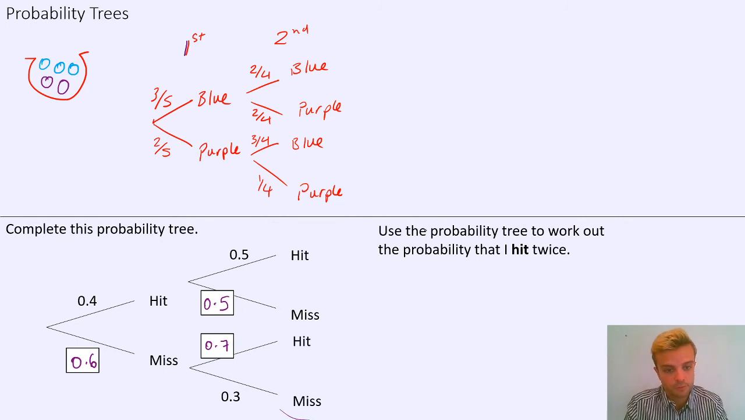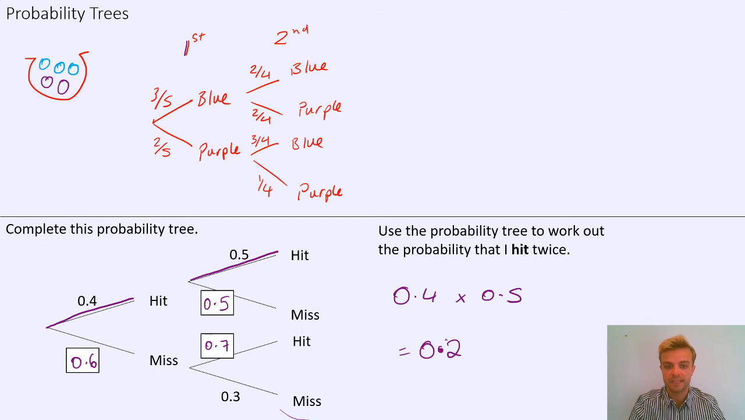We then have to use the probability tree to work out the probability that I hit twice. And hitting twice means we're following this branch here. And like we discussed earlier, we multiply those two probabilities together to get the probability that one happens after the other. So 0.4 multiplied by 0.5, well 0.5 is a half, and a half of 0.4 is 0.2. So the probability that I hit twice is 0.2.